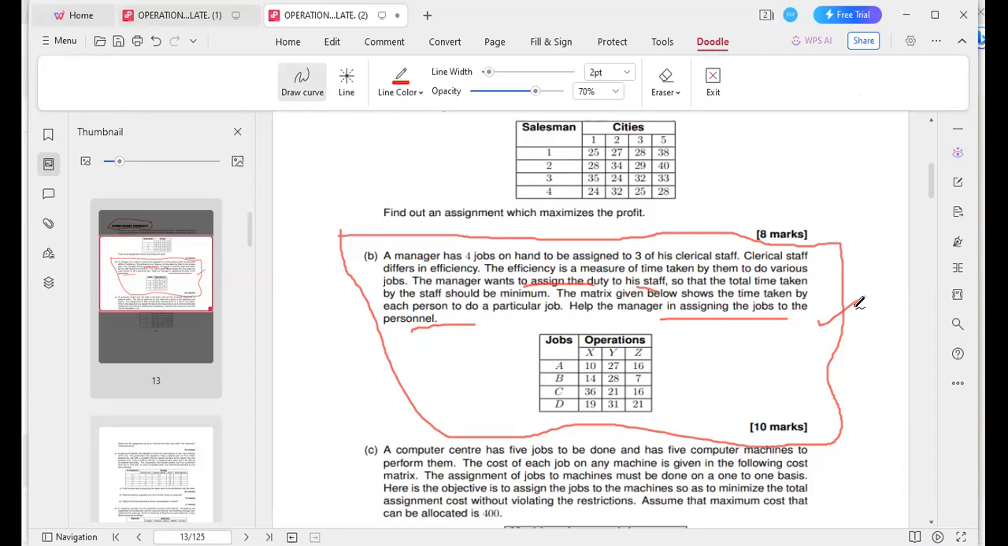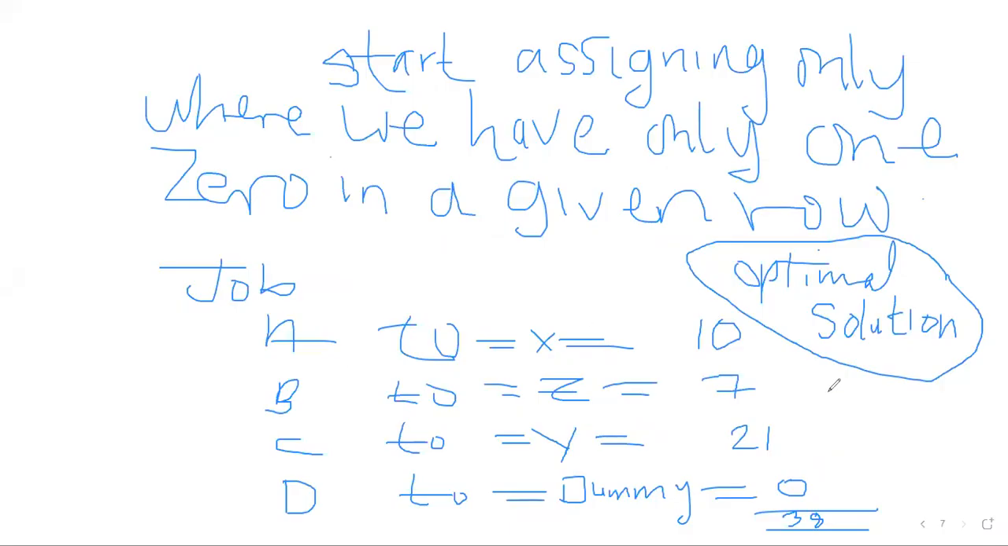All right, so this is how you help the manager in assigning the jobs to personnel. So these jobs can go to these personnel operations. So this is the final answer concerning what we have. So we have the solution this way.